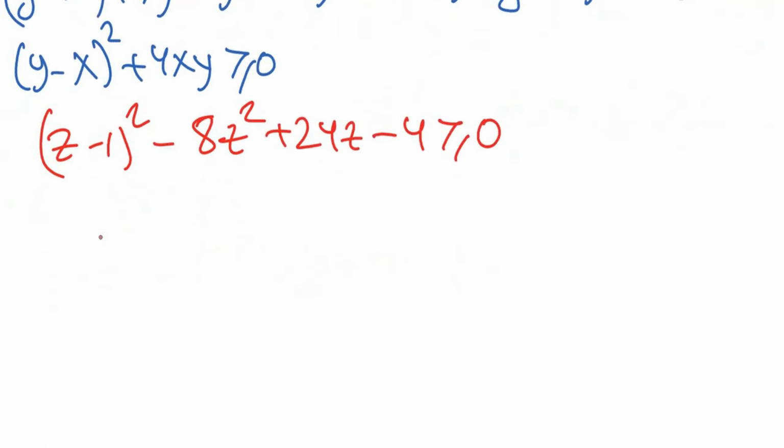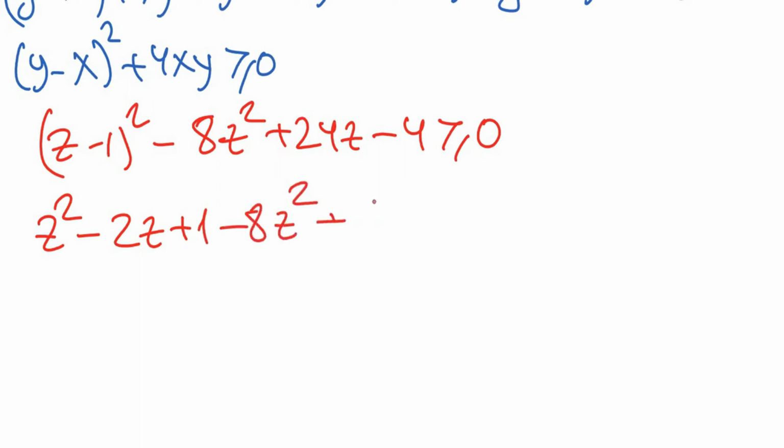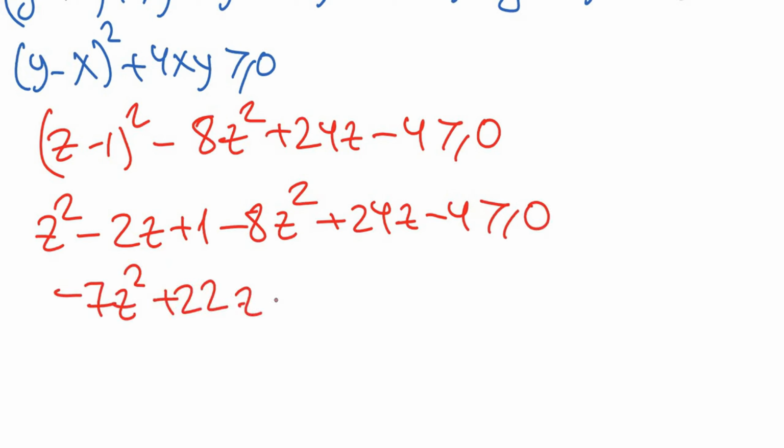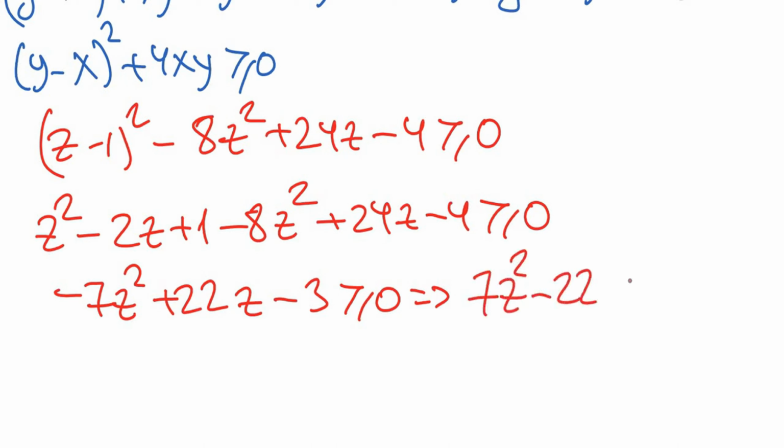Let me now solve this inequality. So first let me expand the first expression: z squared minus 2z plus 1 minus 8z squared plus 24z minus 4 greater or equal than 0. Now minus 7z squared plus 22z minus 3 greater or equal than 0. Now let me move all terms to the other side, then I will get 7z squared minus 22z plus 3 less or equal than 0.